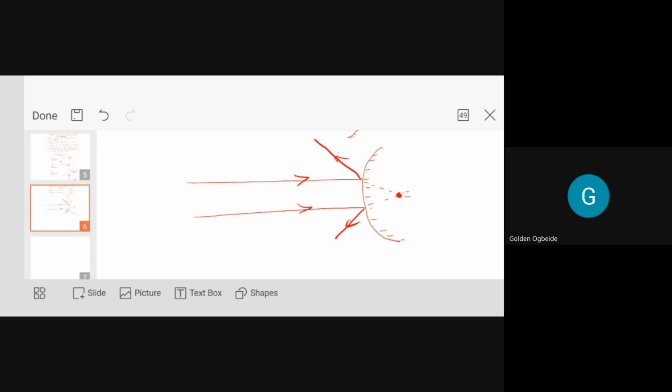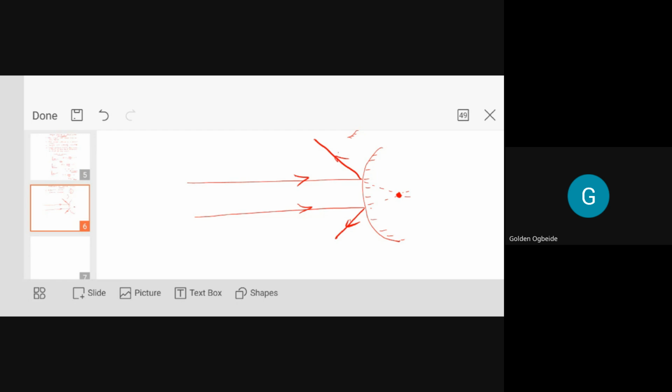And that point is actually behind the mirror. So images in a convex lens or in a convex mirror or a converging mirror usually form behind the mirror. And it's usually what? A virtual image. That's the point.